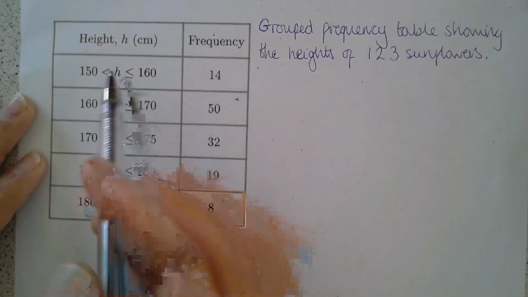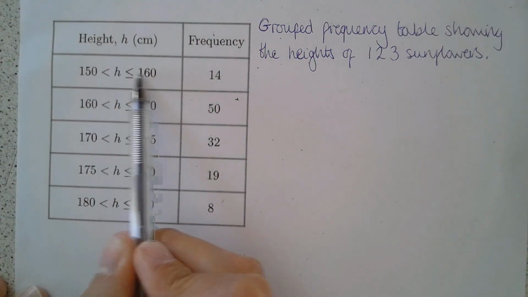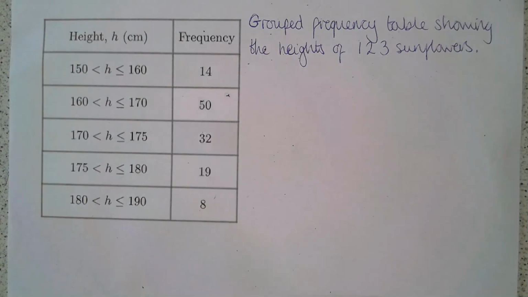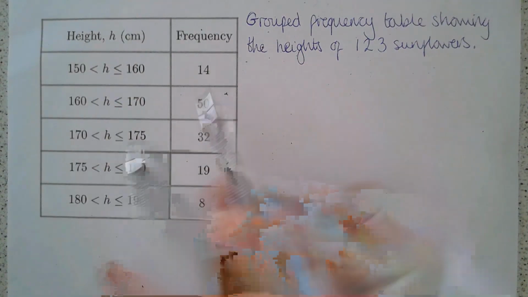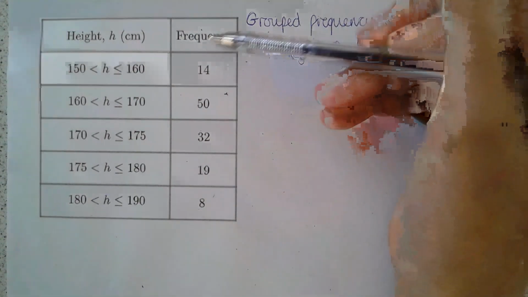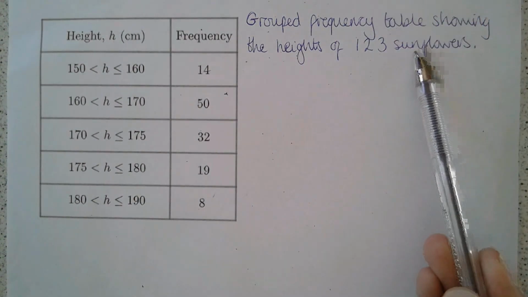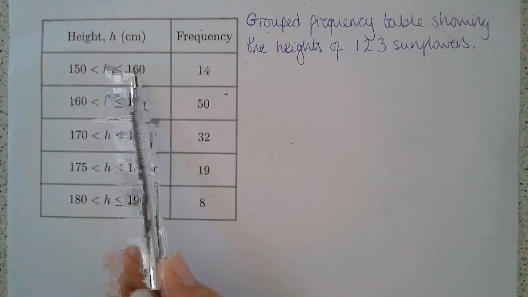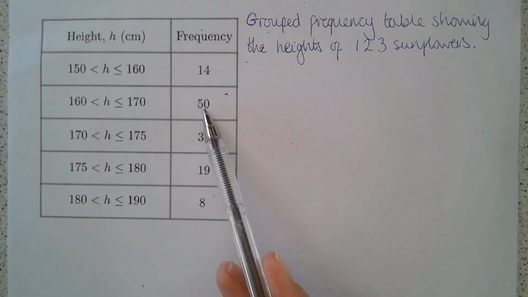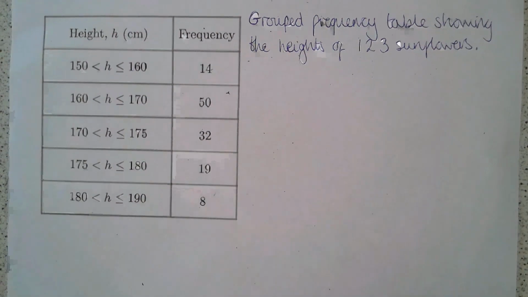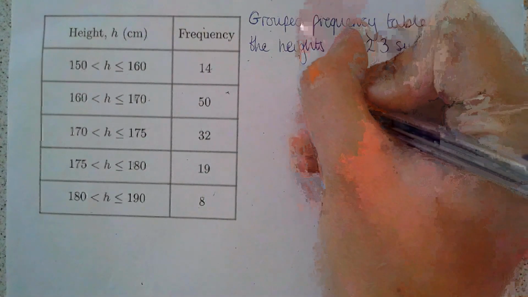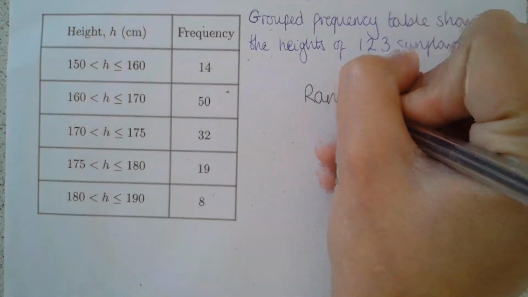Okay, so in this video we're going to look at grouped frequency tables, finding the mean, median, mode and range. We can tell it's grouped because we have these groups here. Remember, frequency is just the amount, so this means that 14 sunflowers are between 150 and 160 centimetres, 50 sunflowers are between 160 and 170 centimetres, and so on. So we'll first of all start with the range.